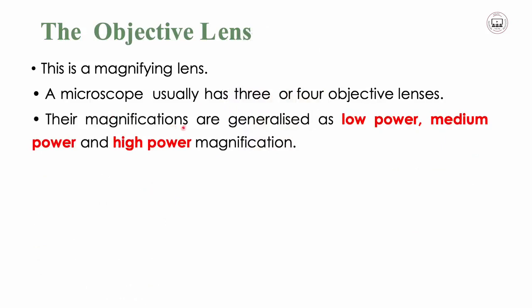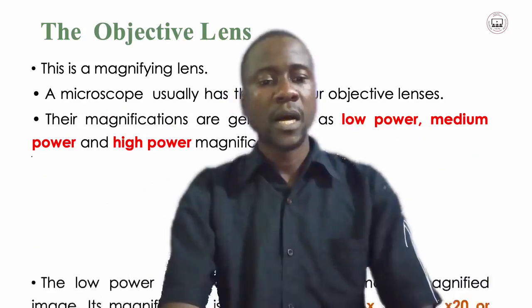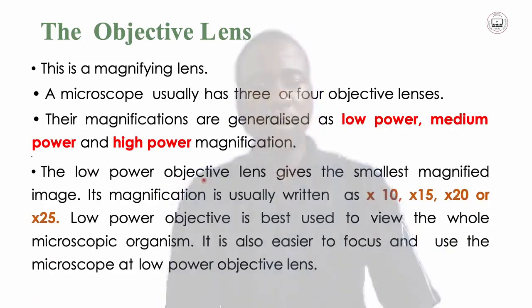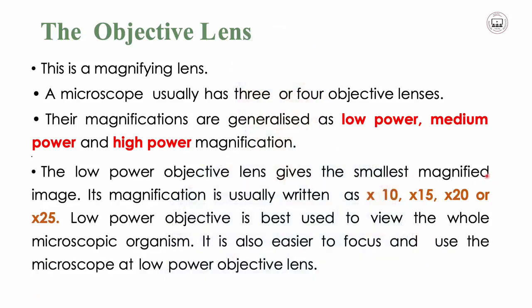Their magnifications are generalized as low power, medium power, and high power magnification. Also, the low power objective lens gives the smallest magnified image. Its magnification is usually written as times 10 or times 15, times 20 or times 25. The low power objective is best used to view the whole microscopic organism. It is also easier to focus and use the microscope at the low power objective lens.